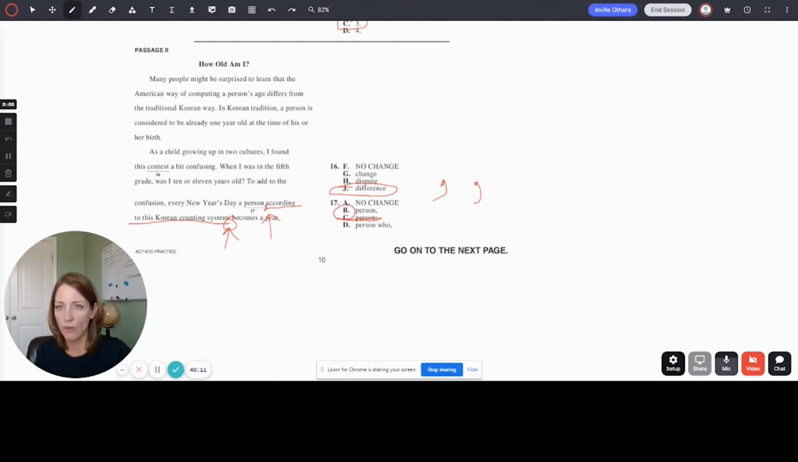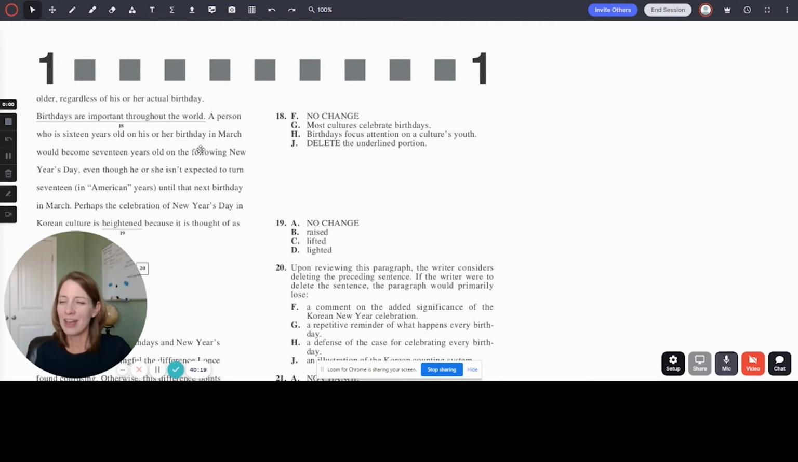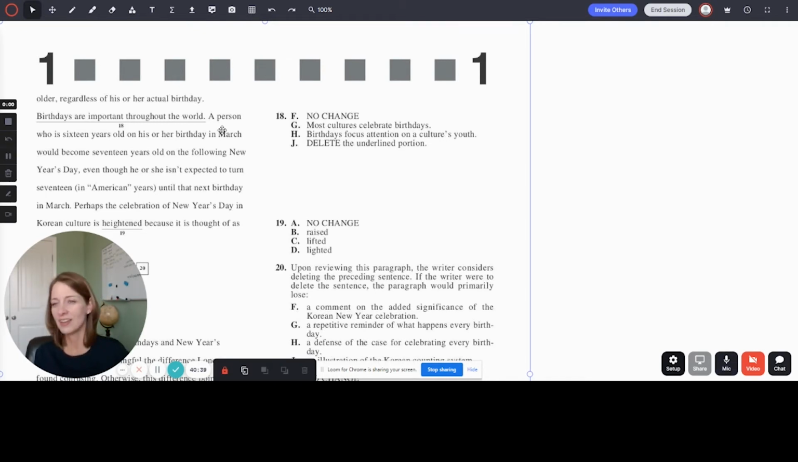Let's just go for it. We won't even look for the other ones. Move a little bit faster. Okay. All right. Birthdays are important throughout the world. Well, that feels like a no-brainer. Most cultures celebrate birthdays. Birthdays focus attention on a culture's youth. Birthdays are important throughout the world. Most cultures celebrate birthdays.